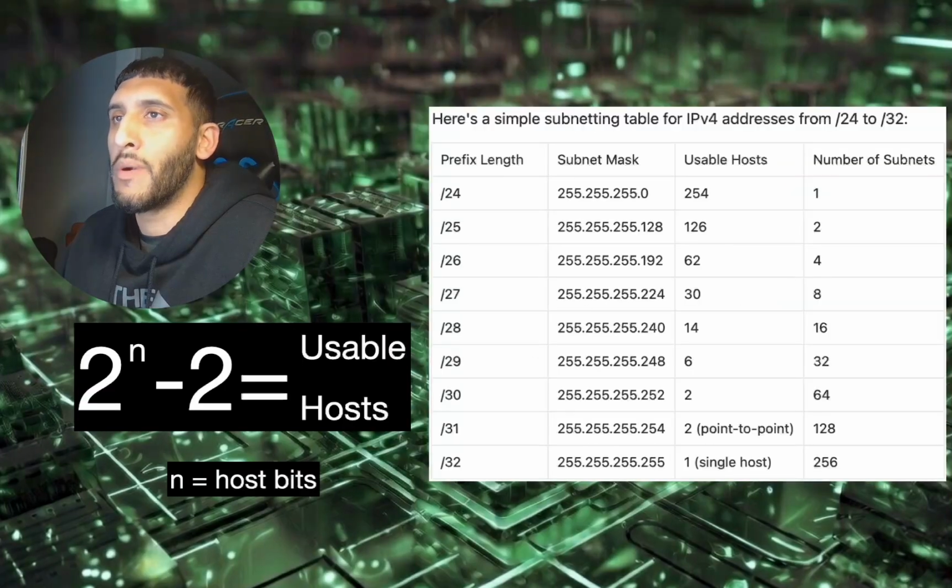So that was a visual representation of what the host and network bits look like to the computer. But the easiest way to calculate the host bits is to just subtract whatever number you have in the subnet, /24, /25, /26, from 32, and that's how you get the host bits.